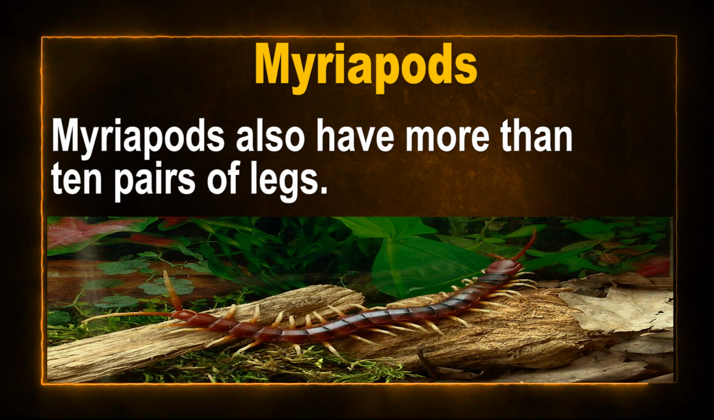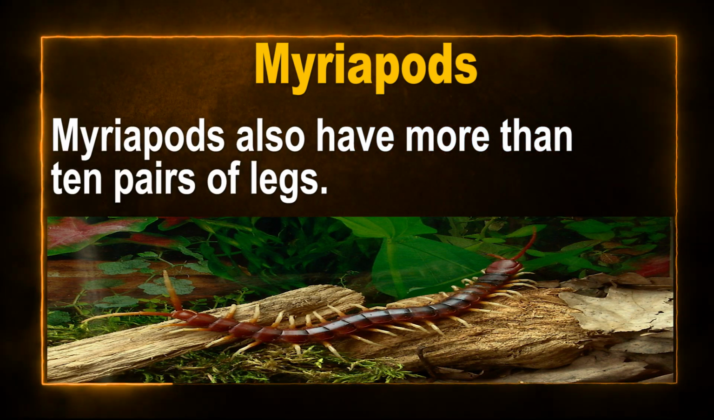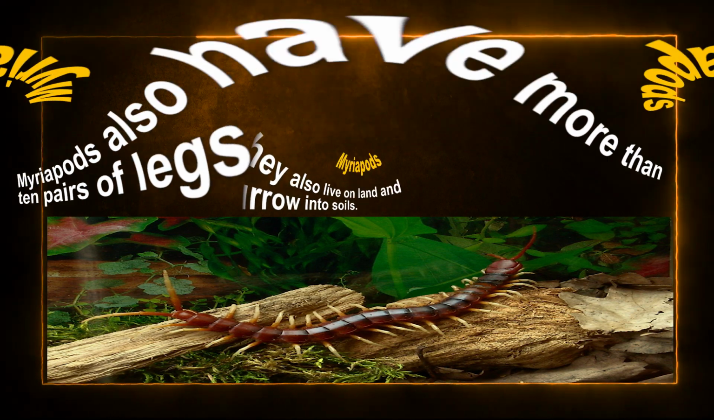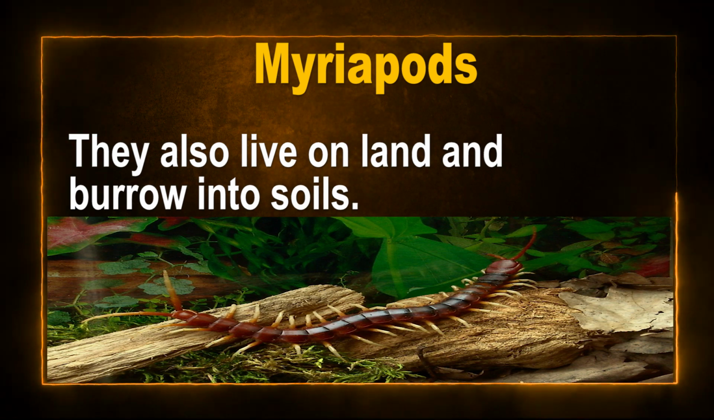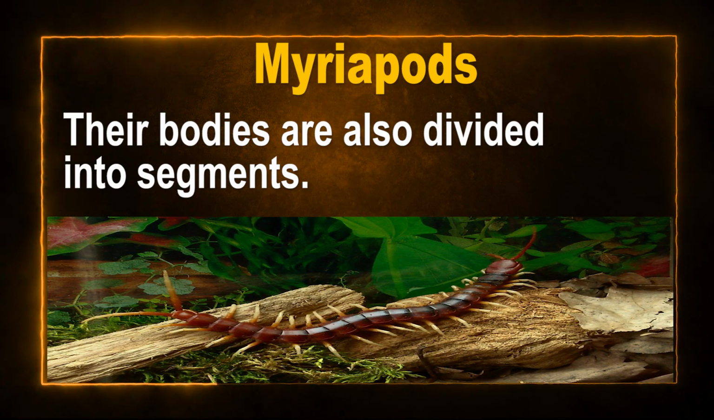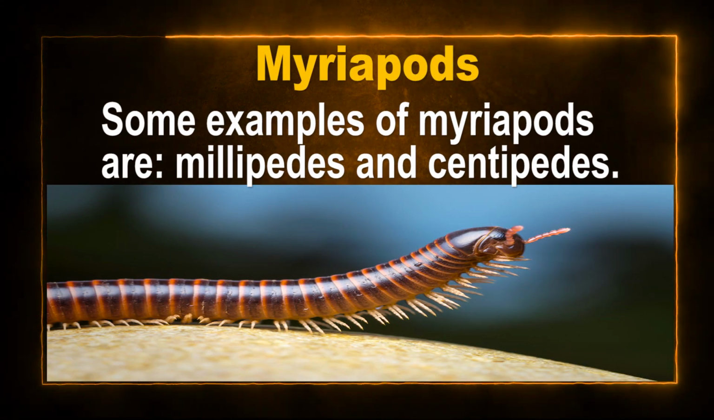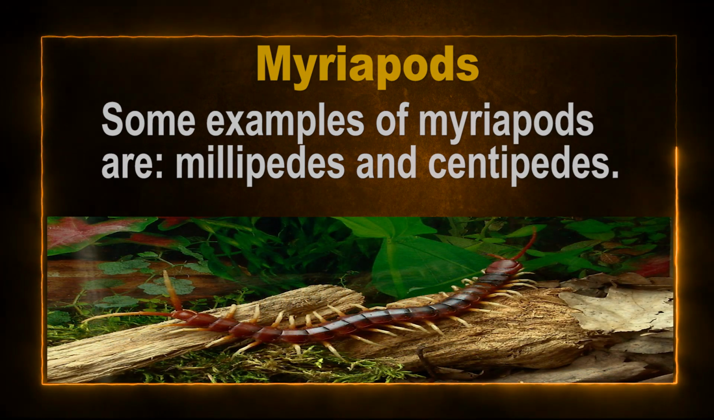Myriapods also have more than 10 pairs of legs. Can you imagine? 10 pairs of legs. So many legs. They also live on land and burrow into soils. Their bodies are also divided into segments. Some examples of myriapods would be millipedes and centipede.